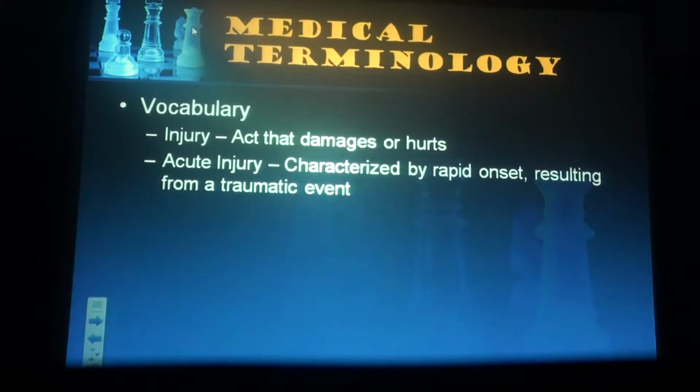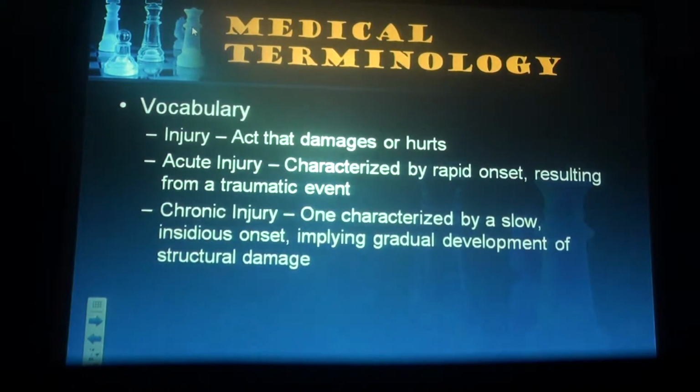Next, you have an acute injury. It's characterized by rapid onset, meaning it happens quick, and resulting from a traumatic event. So it's something that happens soon. Next, you have chronic injury. One characterized by a slow, insidious onset implying gradual development of structural damage. So it happens over a long period of time.